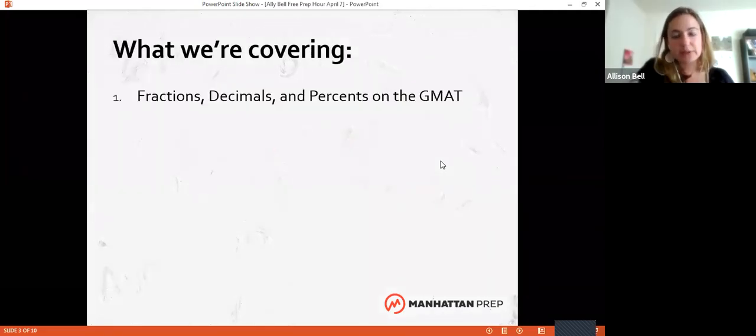Here's the game plan for today. We are going to be focusing primarily on quant, and we're going to talk about one of the most heavily tested and fundamental topics on quant, which is fractions, decimals, and percents, or as we like to call them, FDPs. They need an acronym because they're so common on this test.